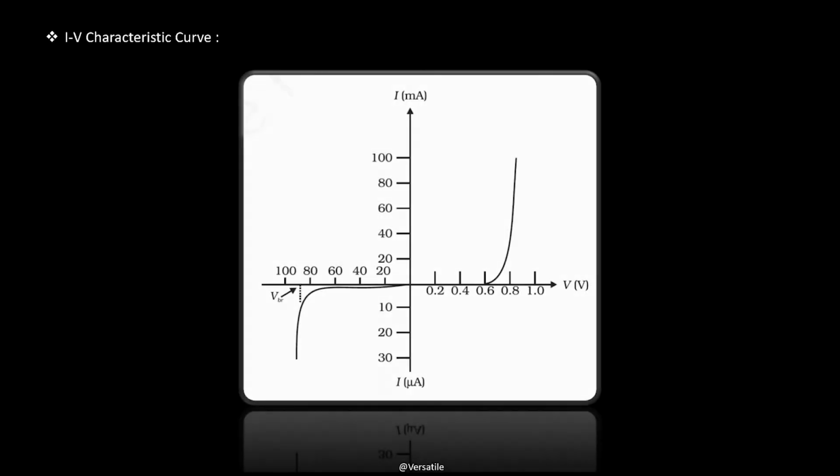Welcome back, guys. In the last video, we saw the working of p-n junction diode in forward biased and reverse biased condition. Today, we'll have a look at the IV characteristics of a diode. First of all, what is this IV characteristic? It's just a plot of current flowing through the diode against the voltage V applied across the diode. And if we are to plot this curve, it will look like this.